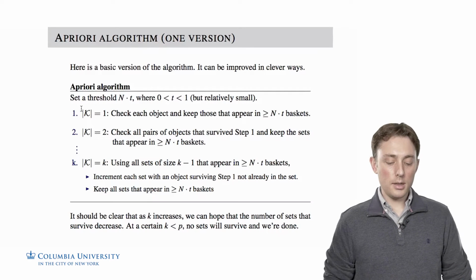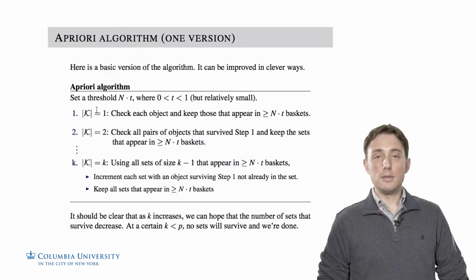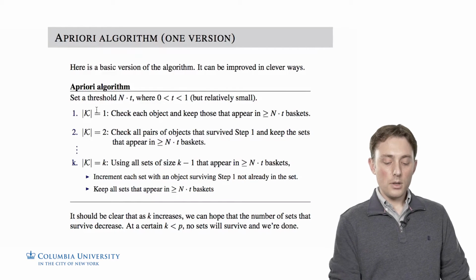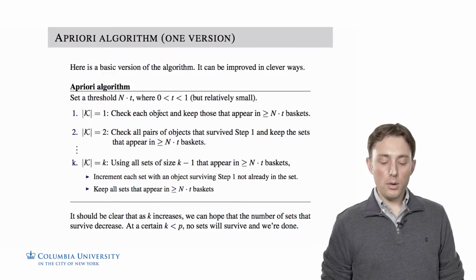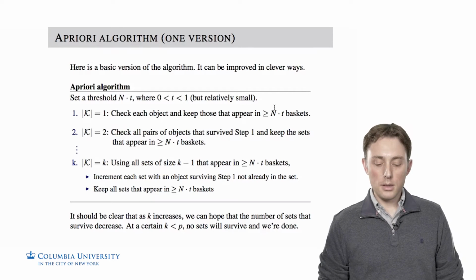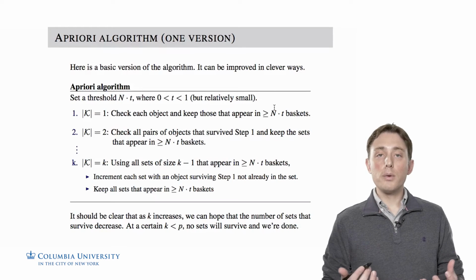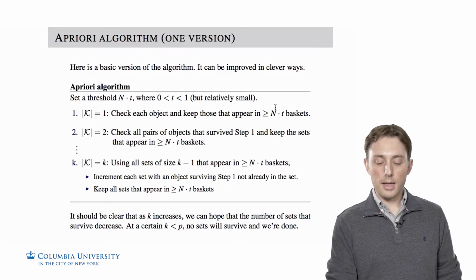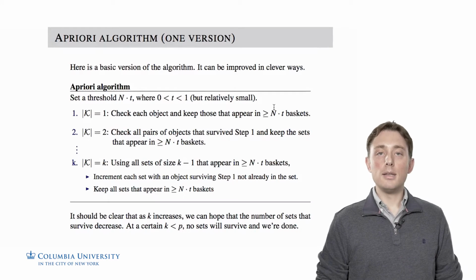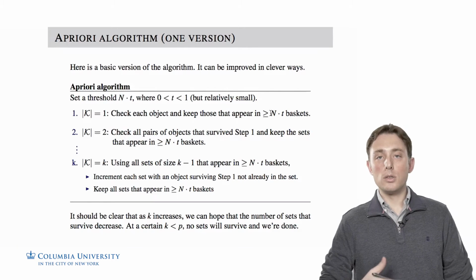In the first step, we would want to check all subsets of size 1. In this sense, we're going to take every object and keep all of those objects that appear in more than n times t baskets. Those are all the sets of size 1 that occur frequently enough. Those are the objects that are bought frequently enough that they have more than n times t purchases among the n total purchases.